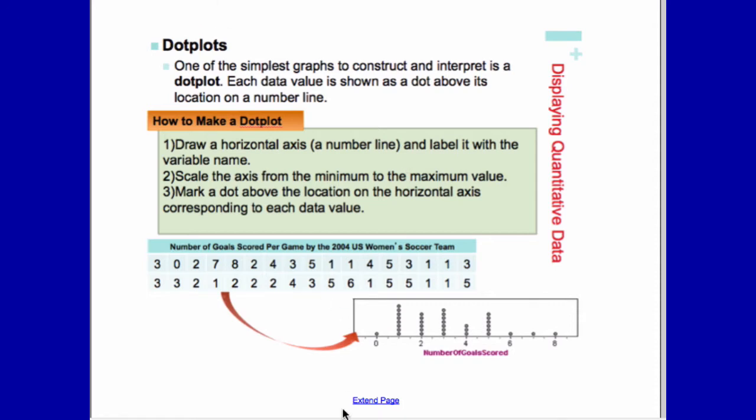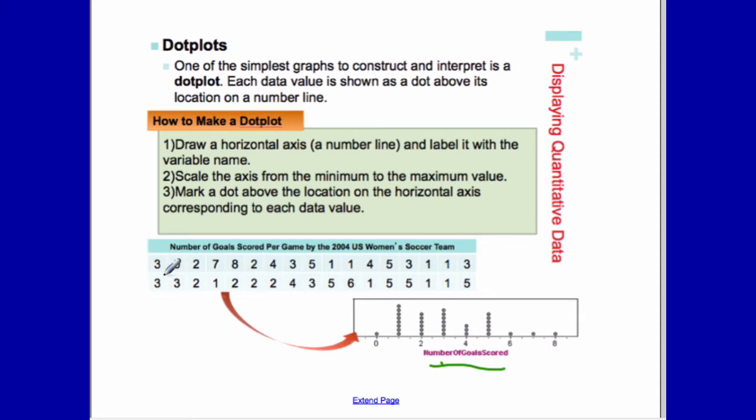Dot plots are one of the simplest graphs to construct and interpret. Each data value is shown as a dot above its location on a number line, so you can easily tell how many there are of each. For example, look at the number of goals scored per game by the 2004 U.S. women's soccer team. You draw a horizontal bar with your increments, and, like always, you label your axes. Never forget to label your axes. If you forget, they will hold that against you and count your graph as incorrect on the AP Stats exam.